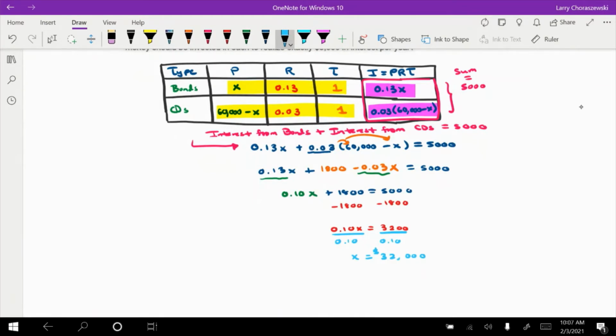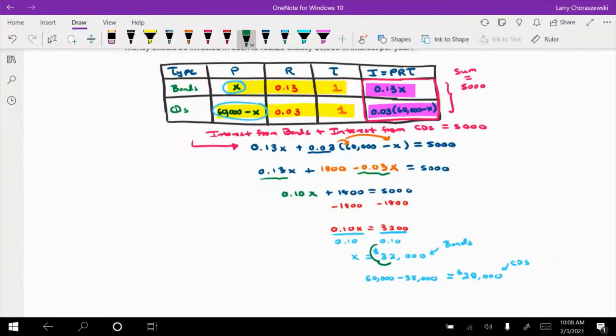So keep in mind that this is the amount that is in bonds because we defined our principal for bonds using the variable x. It does want to know how much is in each account. So what we could do is keep in mind that the amount in CDs is given by the expression 60,000 minus x. So now that we have a value for x, we could do 60,000 minus 32,000. That's going to give us 28,000. And this is how much would go in the CDs.